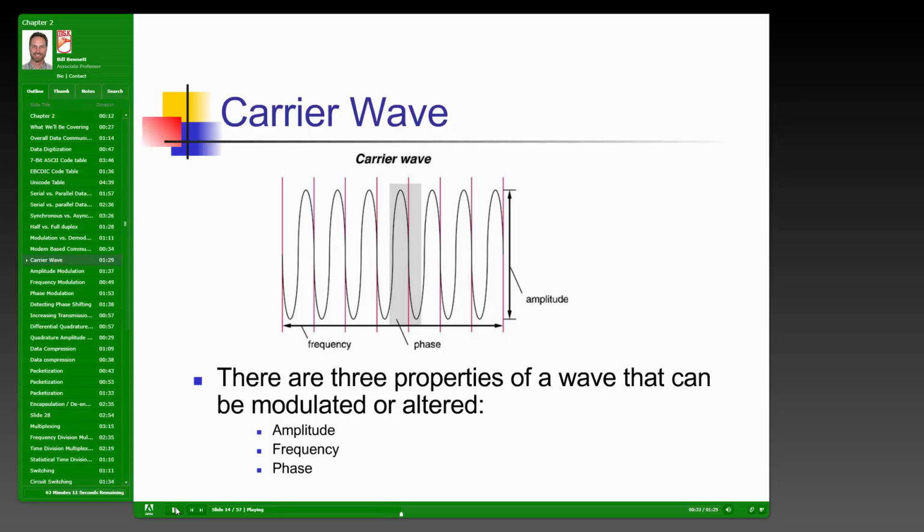So we can adjust the amplitude, which is the height of the sound wave. We can adjust the frequency, which is how long that sound wave is, or the width or distance between recurring sound waves. And then we can also adjust the phase.